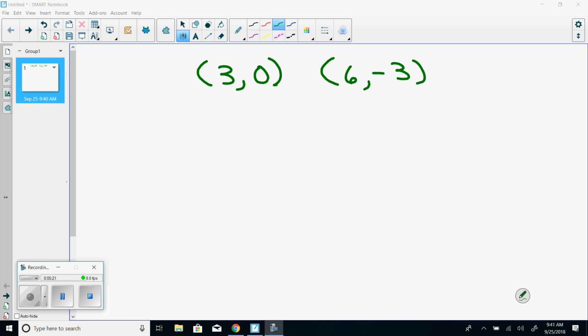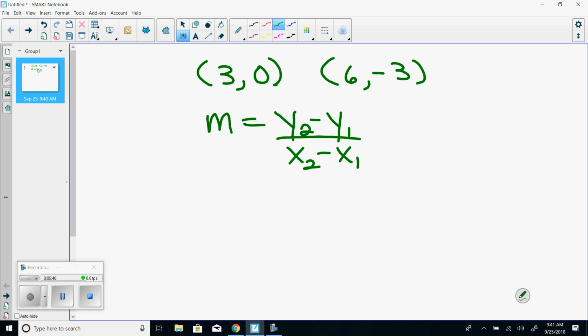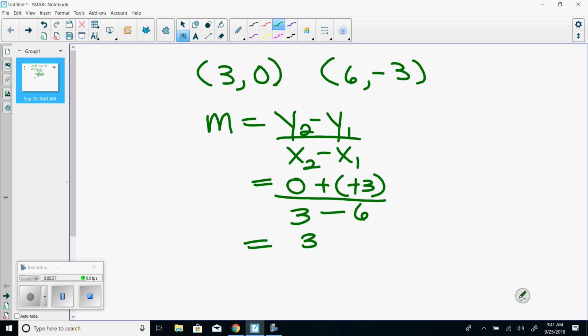All right. So when they give you 2 points and they're wanting you to use the point slope form and then find the equation of a line, and they give you 2 points, you have to find the slope first. So the slope is the change of y over the change of x. So we've got 0 minus -3 over 3 minus 6. These are my y's on top and my x's on bottom. So my slope is +3 over -3, which is -1.